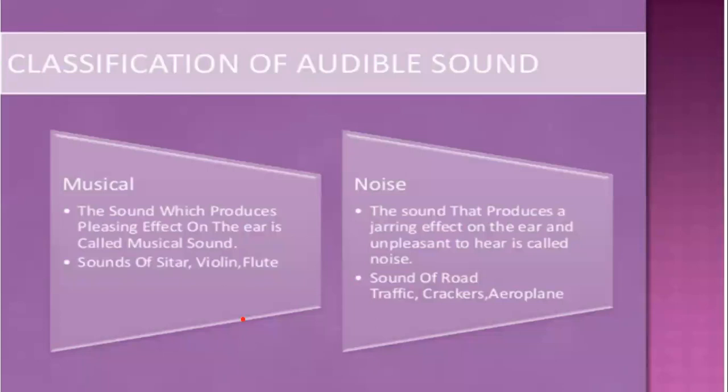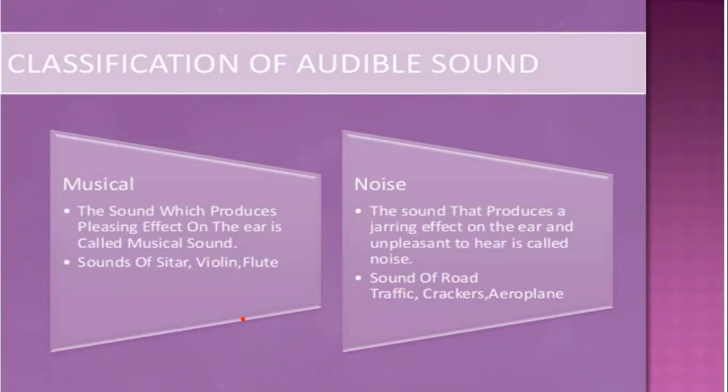I will do classification of audible sounds. Musical sounds. The sound which produces a pleasing effect on the ear is called musical sound. Sounds of sitar, violin, flute. Noise. The sound that produces a jarring, unpleasing effect on the ear and is unpleasant to hear is called noise. Sound of a road, traffic, cracker, aeroplane.